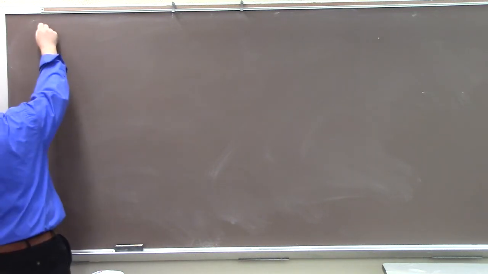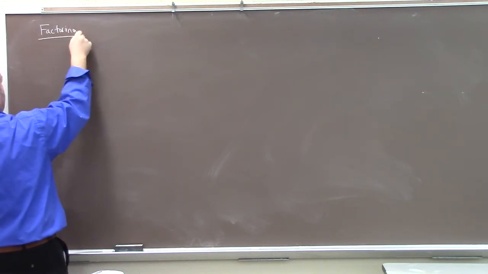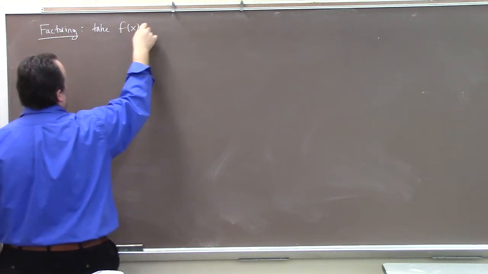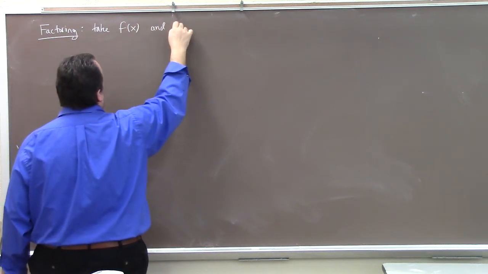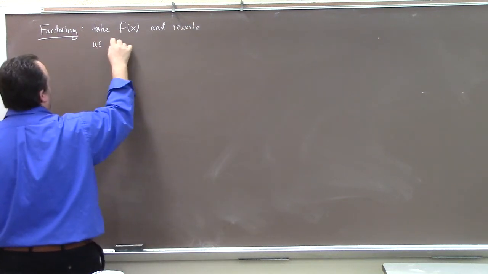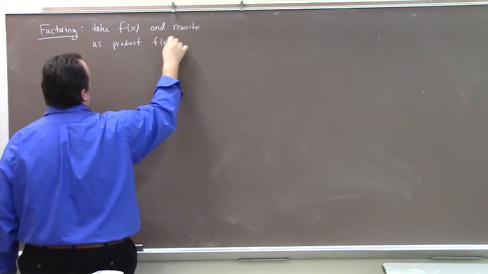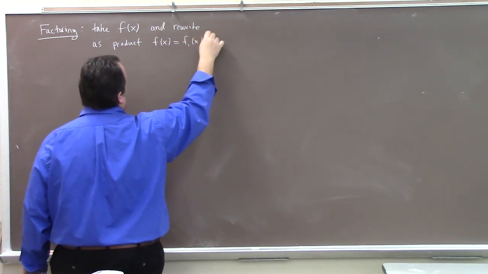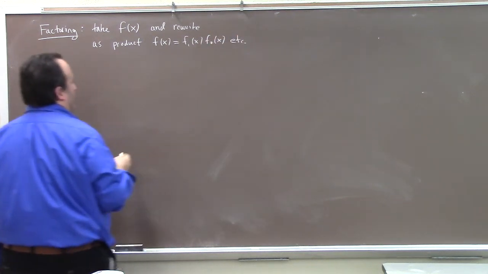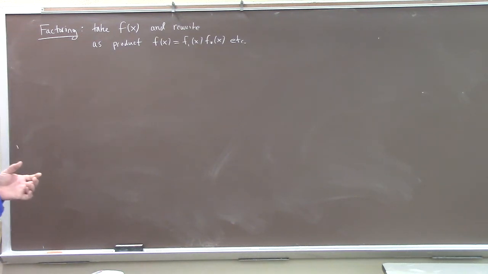So factoring, what does this do? You take f of x, right, and rewrite it as a product: f of x equal to f1 of x, f2 of x, etc. Basically, you're taking the given polynomial and rewriting it as a product of polynomials of lesser degree, right? This is factoring.